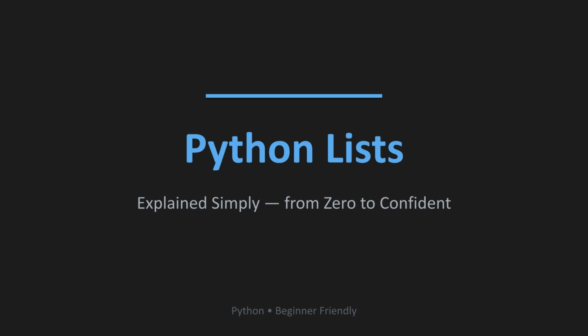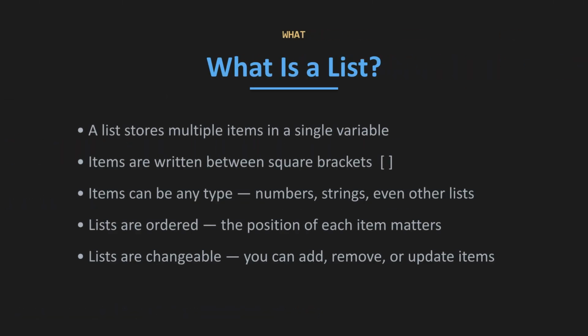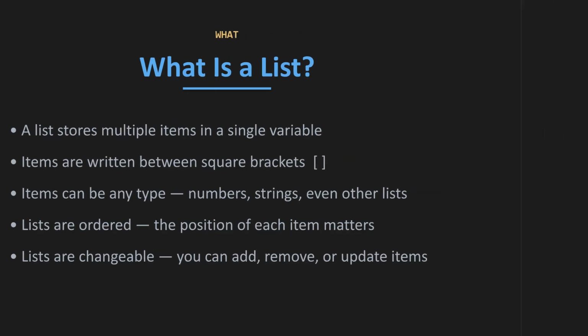Welcome to this video on Python lists, explained simply. We will cover everything you need to know, from the basics of creation to advanced operations. So what exactly is a list in Python? A list stores multiple items in a single variable, enclosed in square brackets. Items can be of any data type, and lists are ordered and changeable.